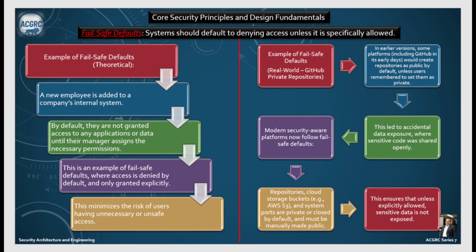Modern security aware platforms now follow fail-safe defaults. Now repositories, cloud storage buckets and system ports are private or closed by default and must be manually made public. This ensures that unless explicitly allowed, sensitive data is not exposed. So if you get permission by default, that's a danger. A fail-safe default feature is you do not get any permission unless explicitly provided by the right authority. It could be your manager, of course.